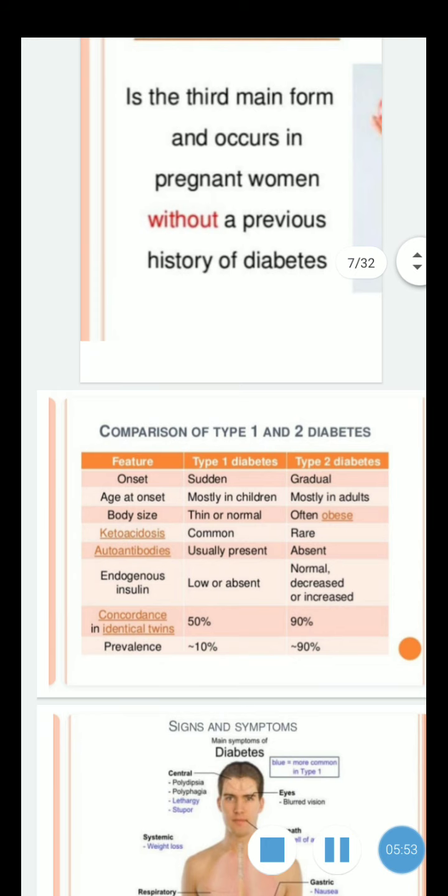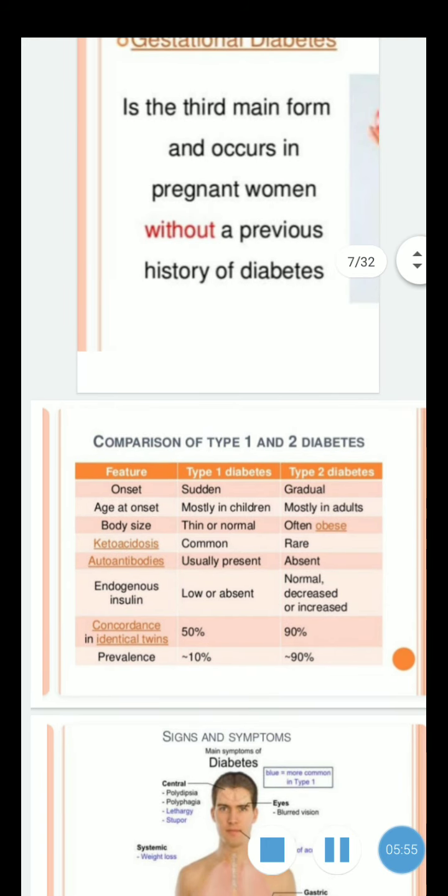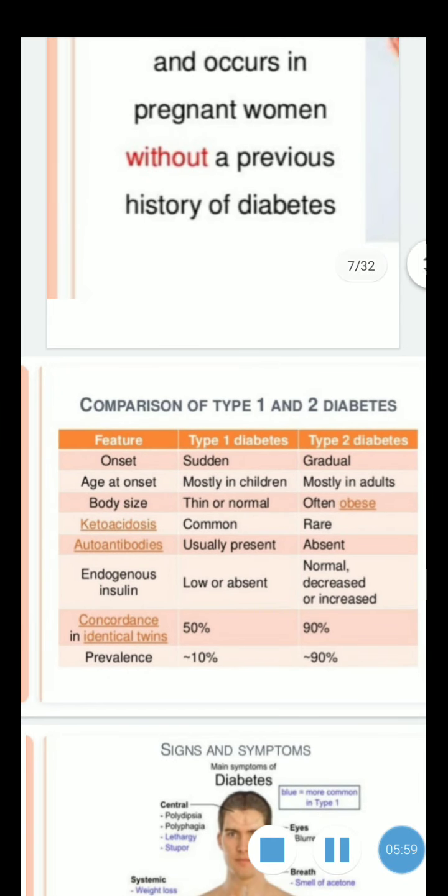Here we can compare these features of type 1 and type 2 diabetes. First, onset: in type 1 it is sudden, and in type 2 it is gradual. Then second, age at onset: in type 1 mostly in children, and in type 2 mostly in adults. Then next, body size: in type 1 it is thin or normal, and in type 2 it is obese.